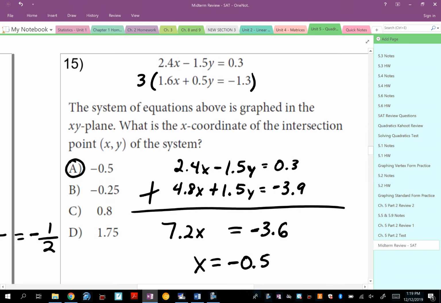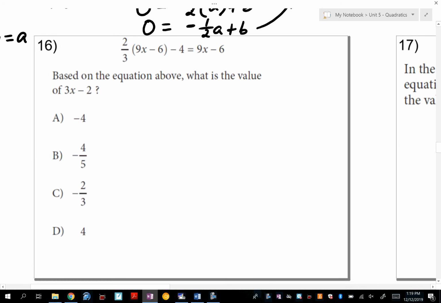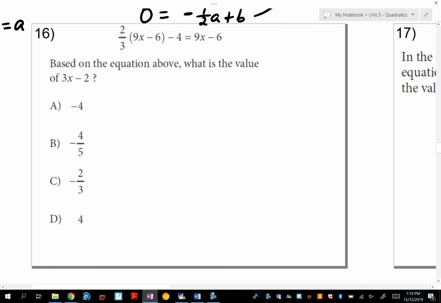Let's keep going. The next one, 16. Now, 16 is one of those problems where they're asking you in the end to take a value for x and basically evaluate this expression. But ultimately, what I think most students will do here, which I agree, is just to solve for x. Okay? So if you multiply 9x minus 6 times 2/3, what do you get?